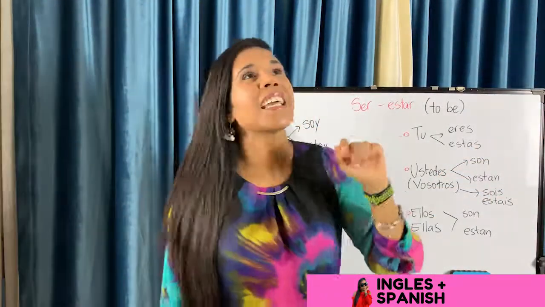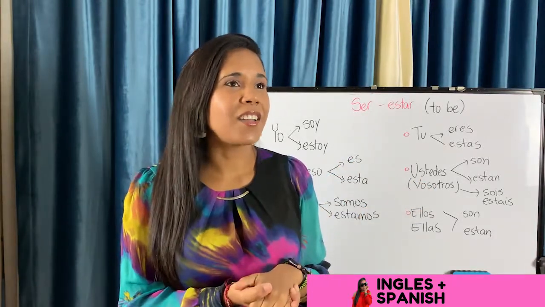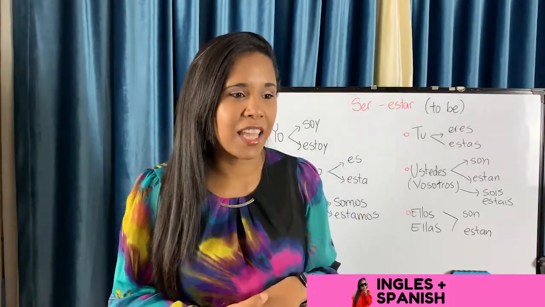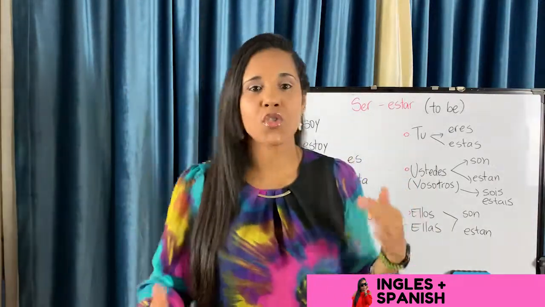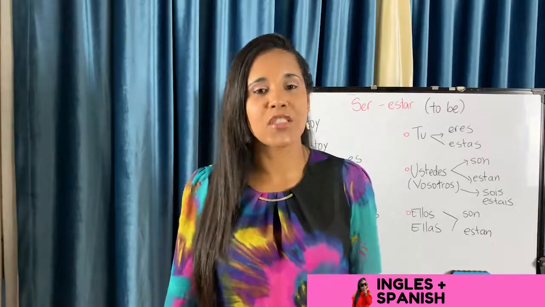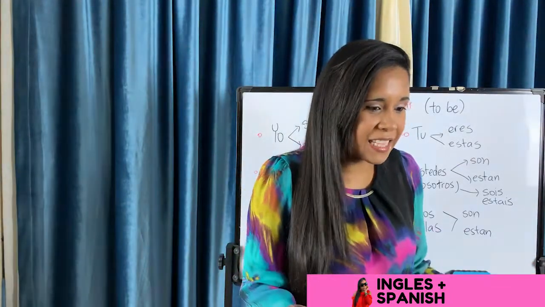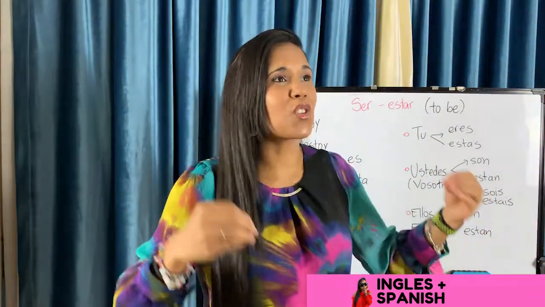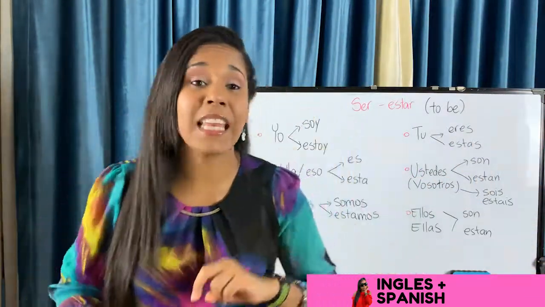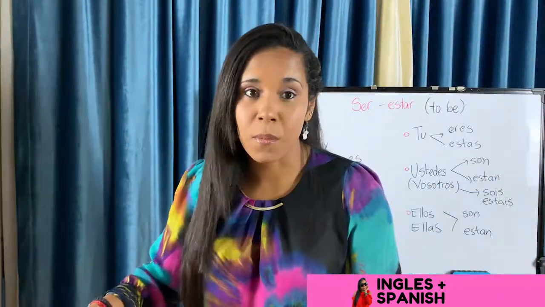And yo soy can only be for things that are not in a place, okay? It describes, for example, I am a teacher. Yo soy profesora. I cannot say yo estoy profesora. Estoy means a place, okay? If you're in a place, you are somewhere, then you say yo estoy en mi casa. In English, it will be the same: I am a teacher, I am at home.